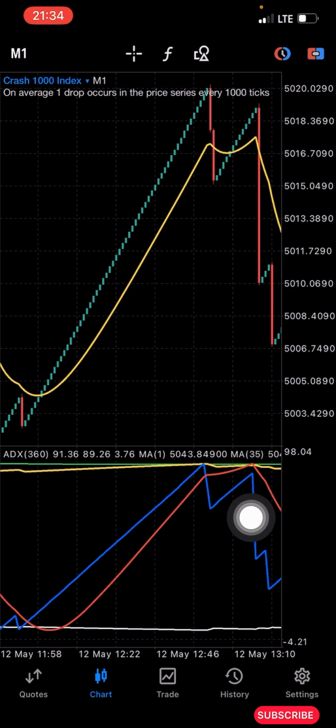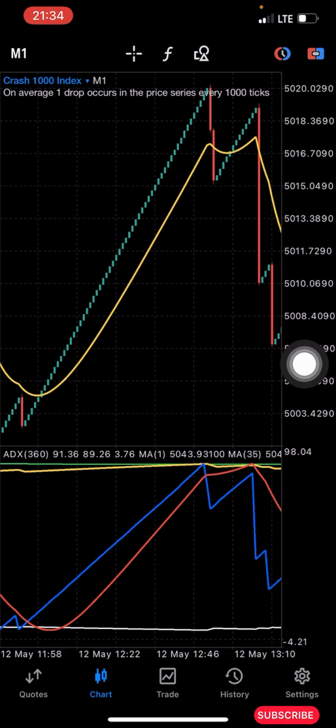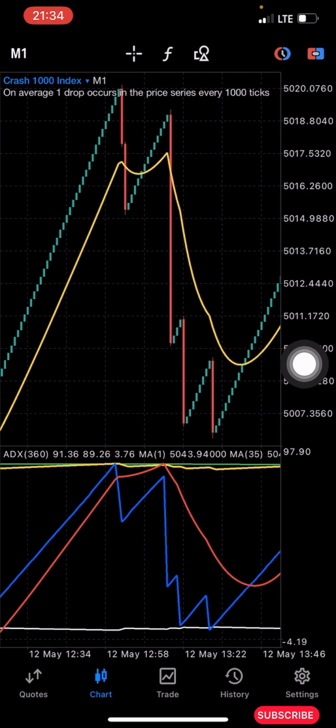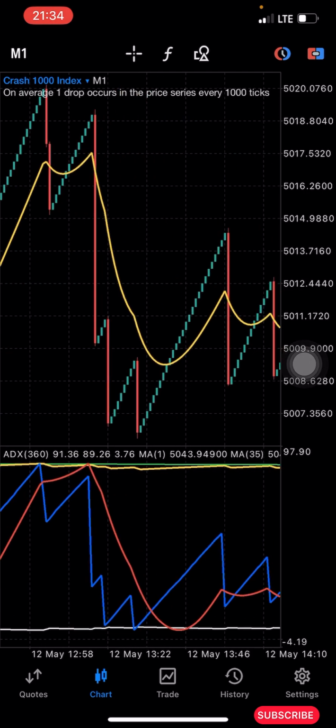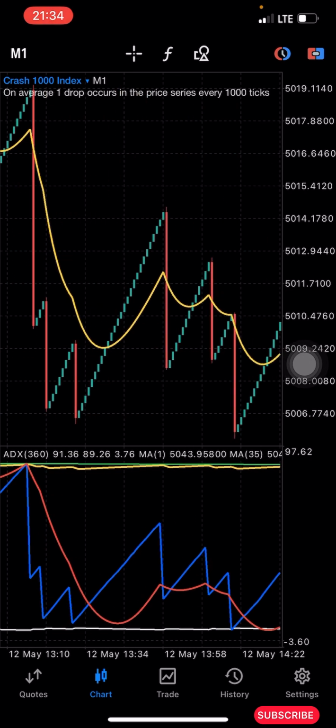You hold till this blue line gets to the oversold level, which is the blue line touching the white line below here. Once you see that the blue line is now touching the white line, you exit the market and then you wait for the next opportunity to present itself.